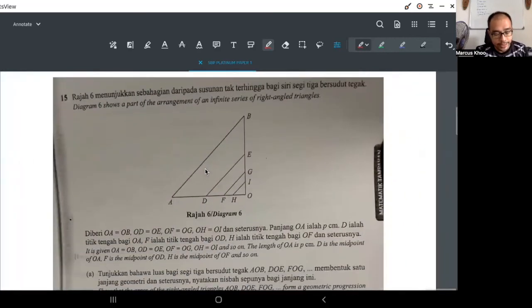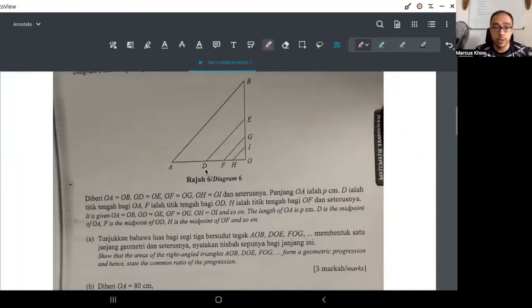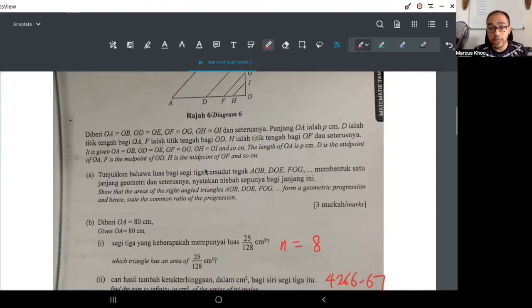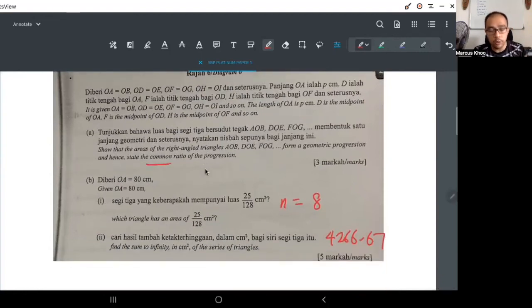Last question. Diagram 6 shows a part of an arrangement for an infinite series of right-angled triangles. So OA equals OB, OD equals OE, and so on and so forth. The OA is P cm. D is the midpoint of OA, F is the midpoint of OD. That means the lengths of every triangle become smaller by half. Show that the areas of right-angled triangles AOB, DOE, FOG form a geometric progression and state the common ratio. This is a good question because they already tell you how to show.